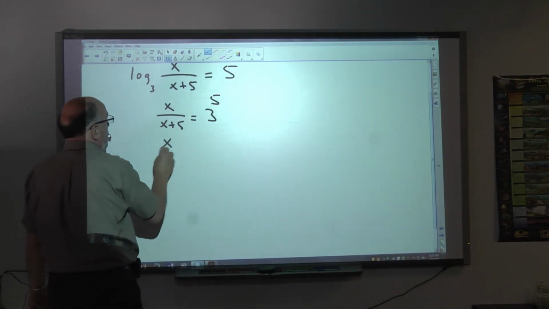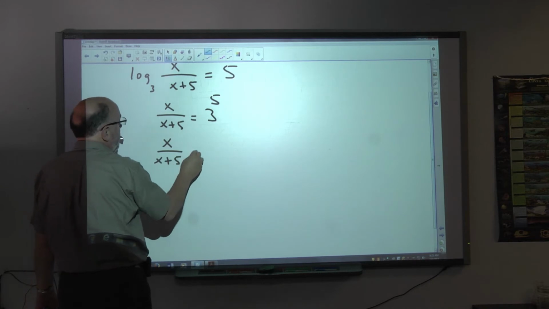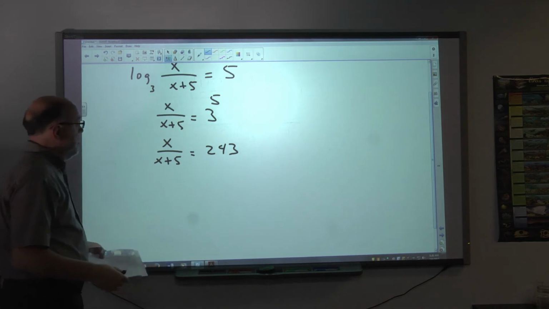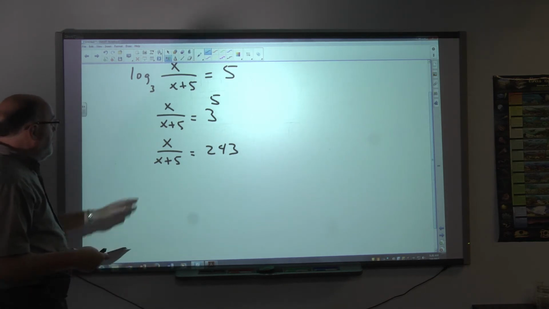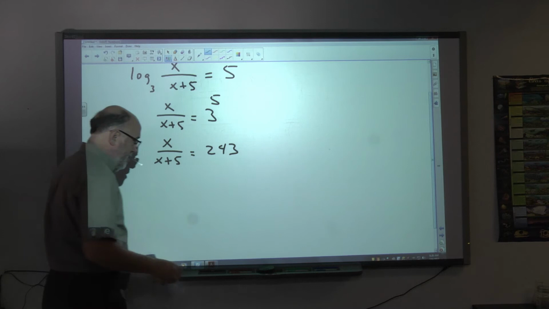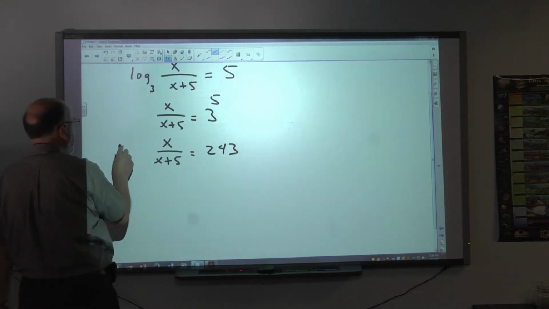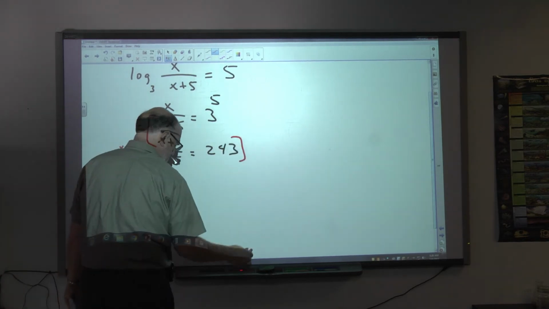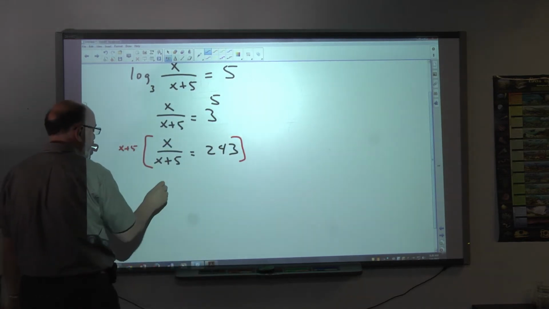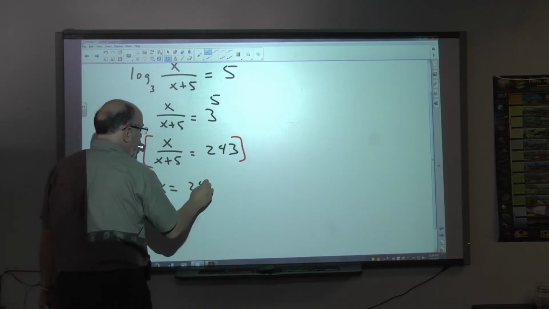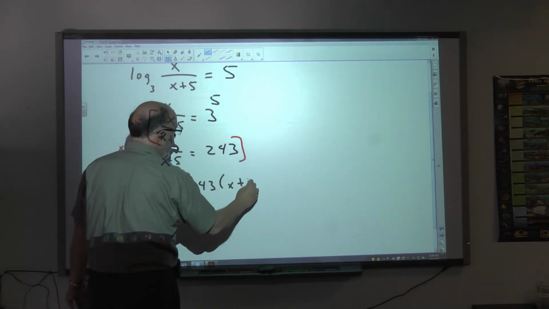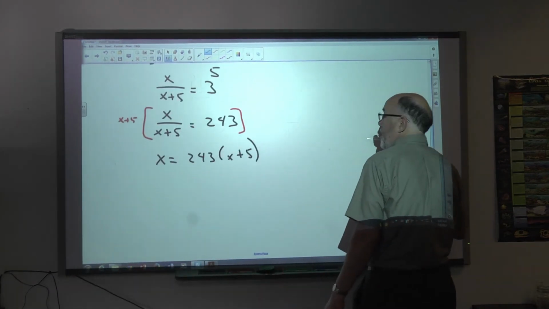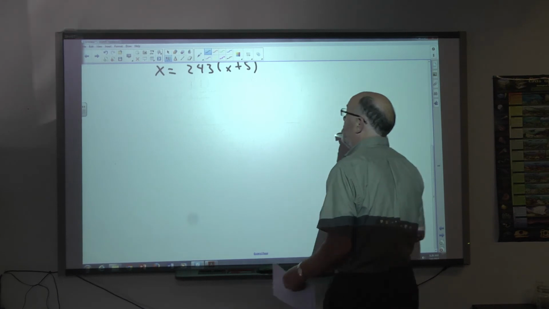And so this will be x over x plus 5. 3 to the 5th power is 243. The opposite of dividing is to multiply, so we multiply everything by the x plus 5. So this and this will go away. So we get x is going to equal 243 times x plus 5. And then keep on working this in terms of solving this problem.